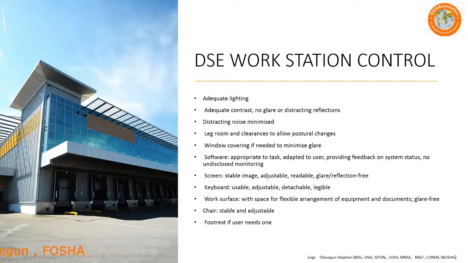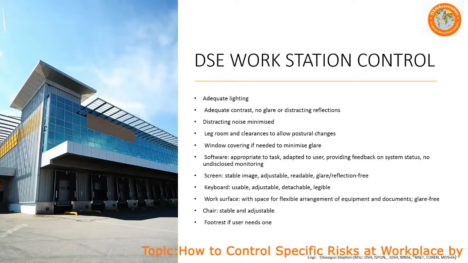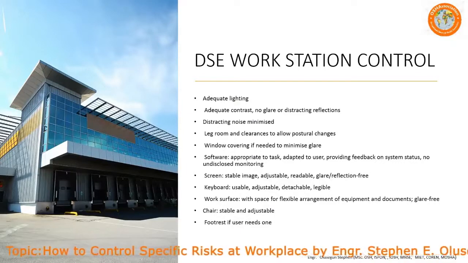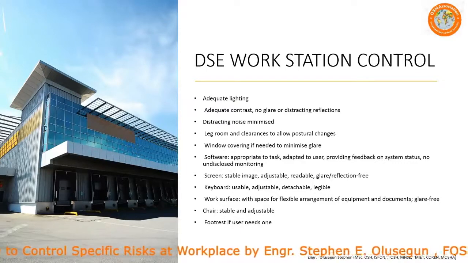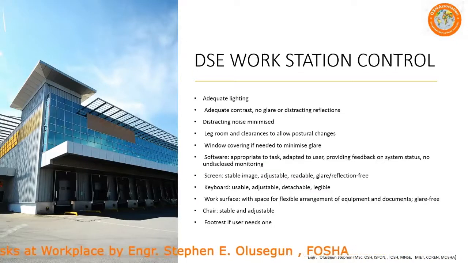Screen: stable image, adjustable, readable, and with no glare or reflection. Keyboard: usable, adjustable, detachable, and legible. Work surface with space for flexible arrangement of equipment and documents, glare free. What about the chair? Stable and adjustable. Footrest if users need one.